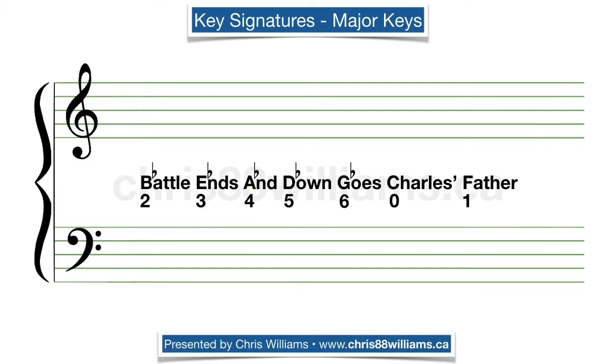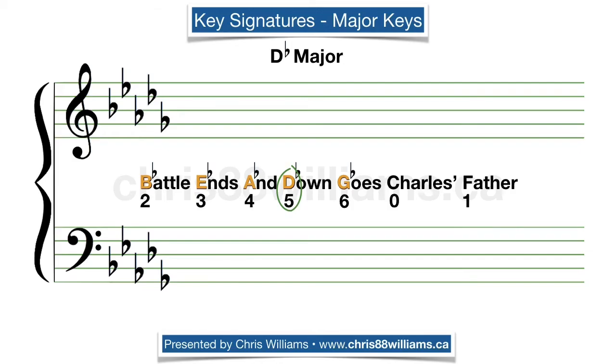If I want to determine the key signature of D flat major, I think to myself, battle, ends, and down goes Charles, 0, father, 1, battle, 2, ends, 3, and 4, down, 5. Now I know the key signature of D flat major has 5 flats in it. And those 5 flats must be B, E, A, D, and G flats.